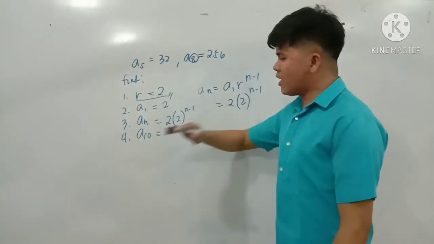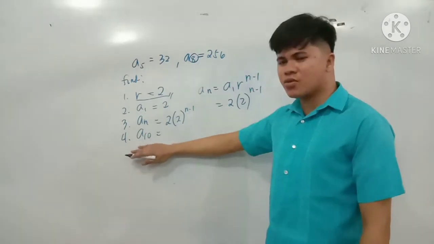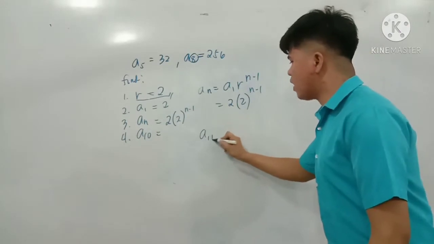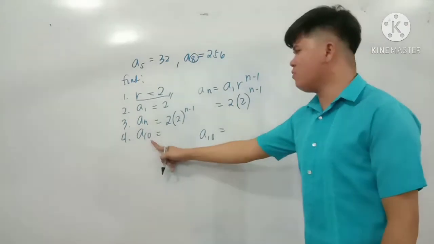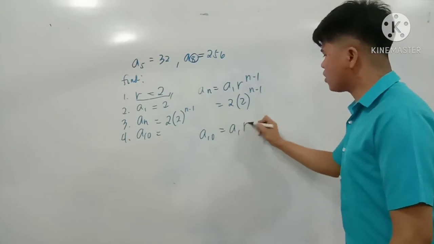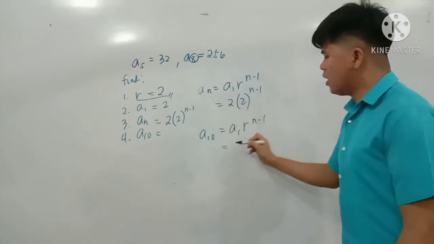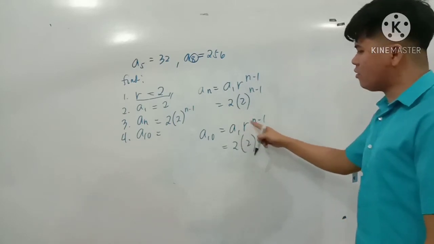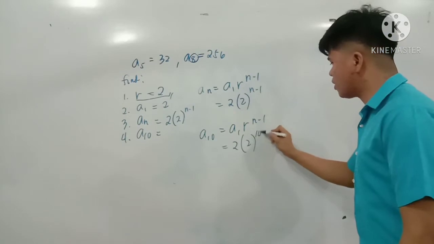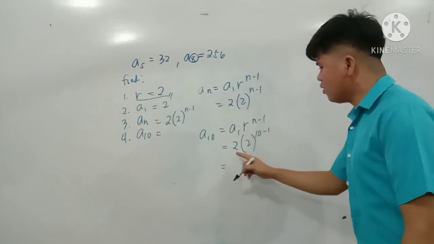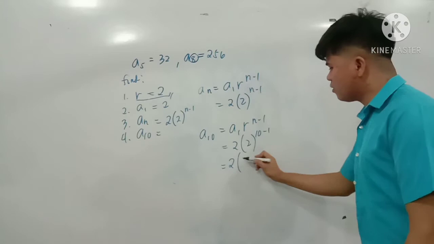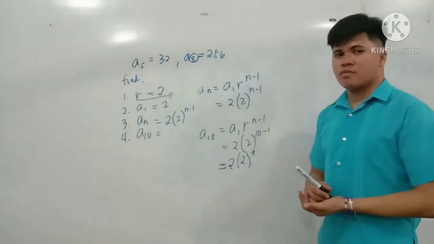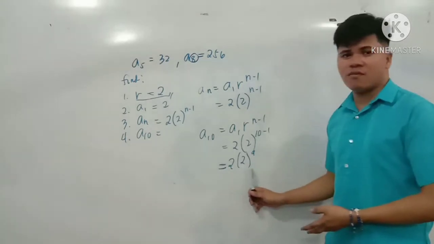Then we can find the value of the 10th term by using this formula. So we have here a sub 10. We are dealing with the 10th term. So, a sub 1 times r raised to n minus 1. Our a sub 1 is 2, our r is 2, and our n, referring to the 10th term, is 10 minus 1. Then we simply copy this first, then this one, and 10 minus 1 will give us 9. So we have to multiply 2 by itself 9 times.